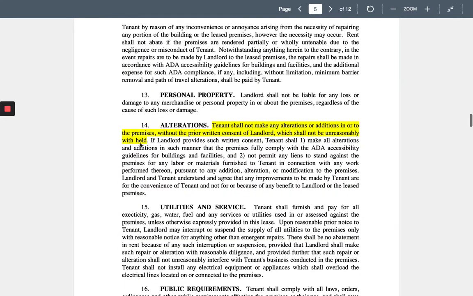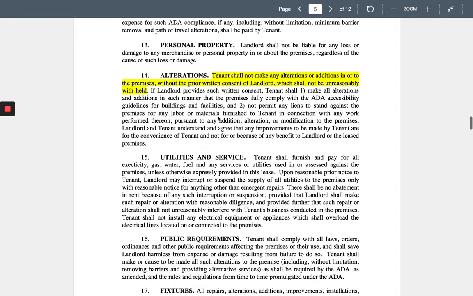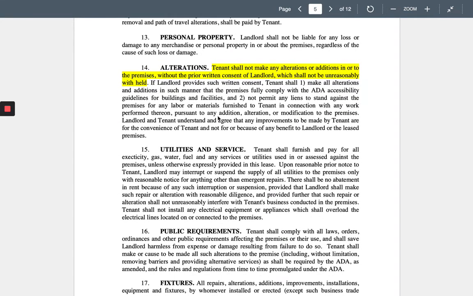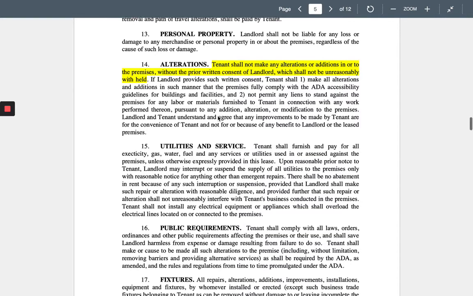Personal property, it's not the landlord's responsibility if your business gets broken into or something happens, regardless of the cause or damage. Alterations. Tenant shall not make any alterations or additions in or to the premises without the prior written consent of landlord, which shall not be unreasonably withheld. So this is what I was talking about earlier. If you want to knock down a wall or do something, you should run that past the landlord first and get it in writing to make sure that they don't have a problem with it.